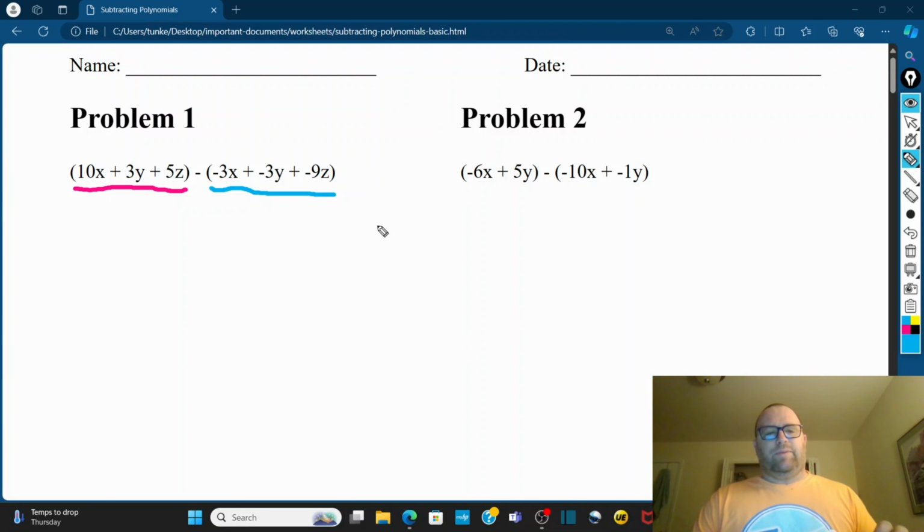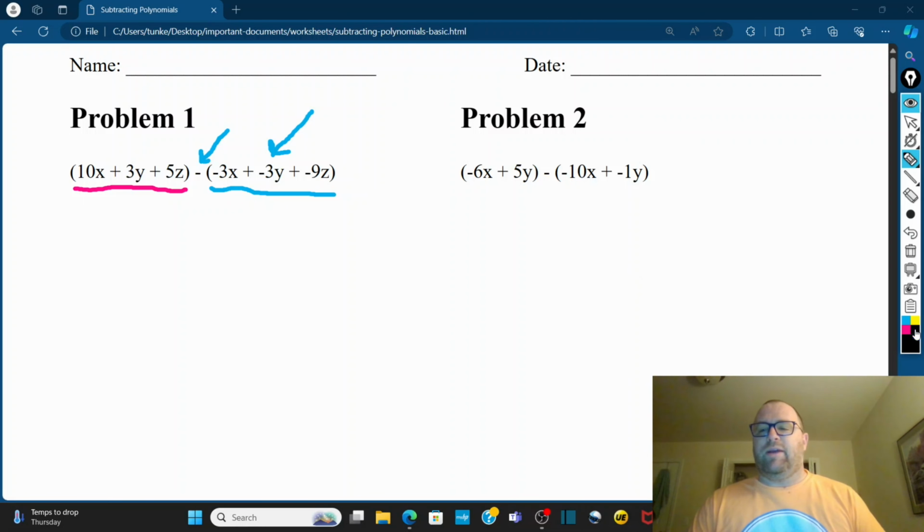Now, when I do these types of problems, I like to change them to addition. And the way I do that is I take the polynomial that's being subtracted. First I change this sign here to addition, but then I take the terms of the polynomial that's being subtracted and I change all the signs there. And when you do that, that's perfectly legit. And I would recommend doing that. So I'm going to show you how to do it.